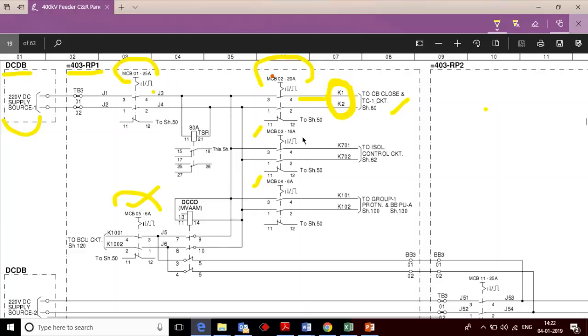Okay, and next if you talk about this, then MCB03 16 ampere, this MCB will be feeding supply to the isolator control circuit. Okay, so with this K701 and K702 ferrule, this positive and negative will be traveling to this circuit.